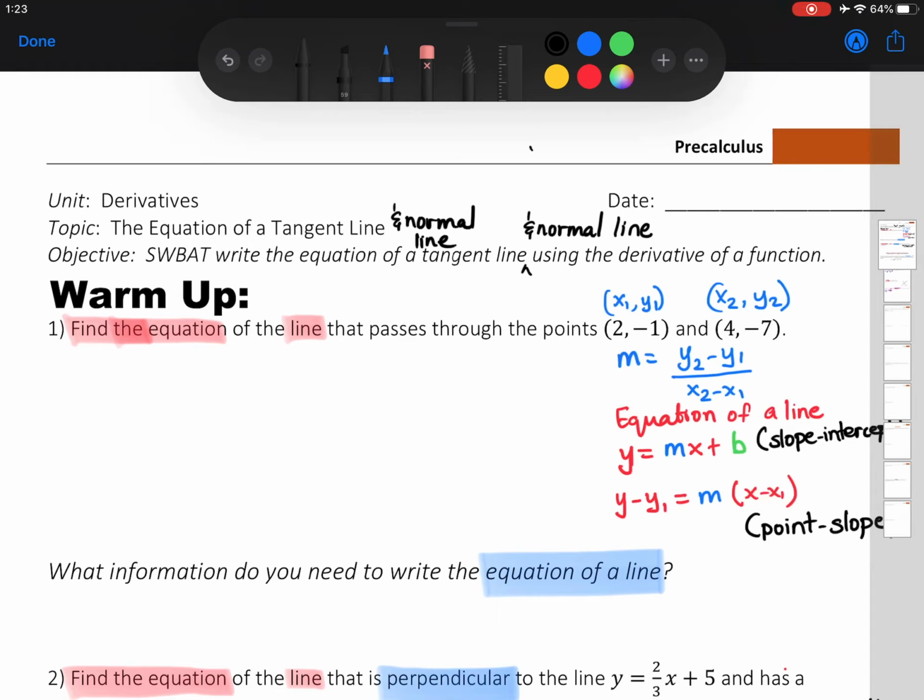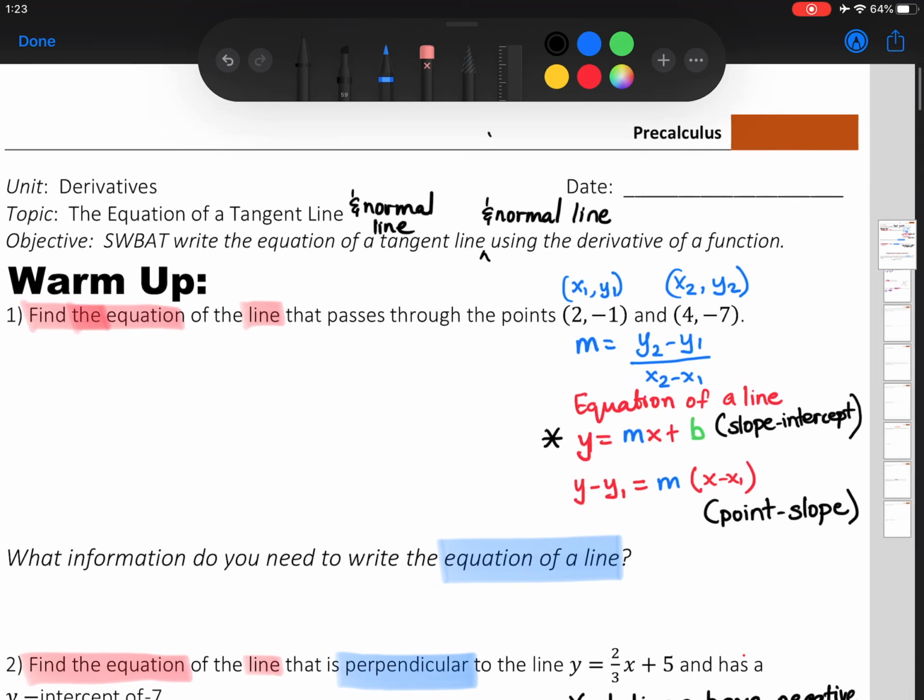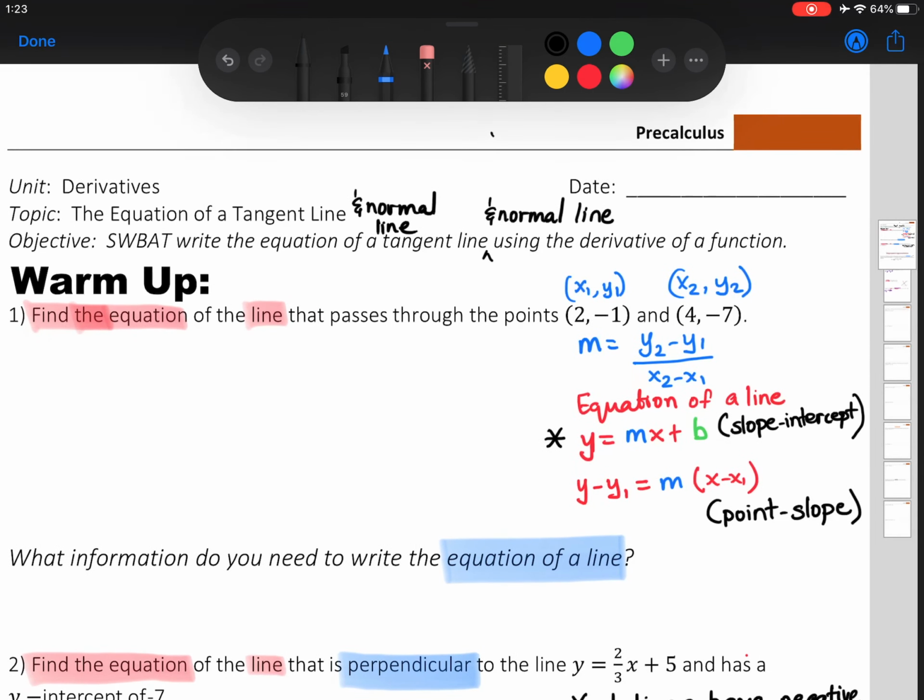Before I go with the warm-up, let's talk about it. This you did in Algebra 1. Anytime you were writing an equation of a line, you needed two things: the m was your slope, and b, which was your y-intercept. And that is the reason why I wrote this here, equation of a line. In slope-intercept form, it was y equals mx plus b, right? So this was it.